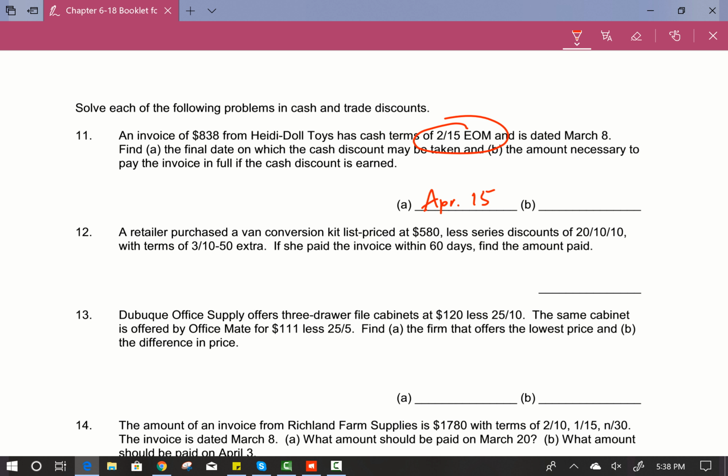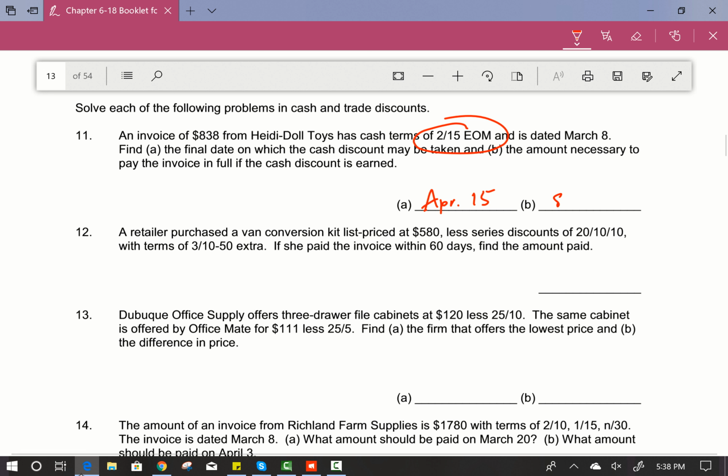It does say the amount necessary to pay the invoice in full if the cash discount is earned. So we're going to find the invoice amount of $838, and I'm going to multiply that times 2%, but I'm not going to use 2%. I'm going to use 98%. And that will equal $821.24.